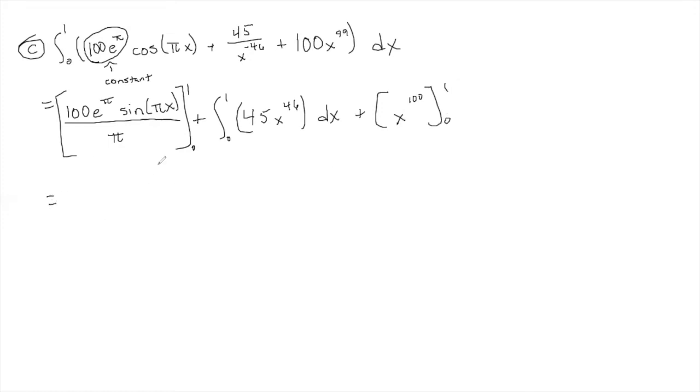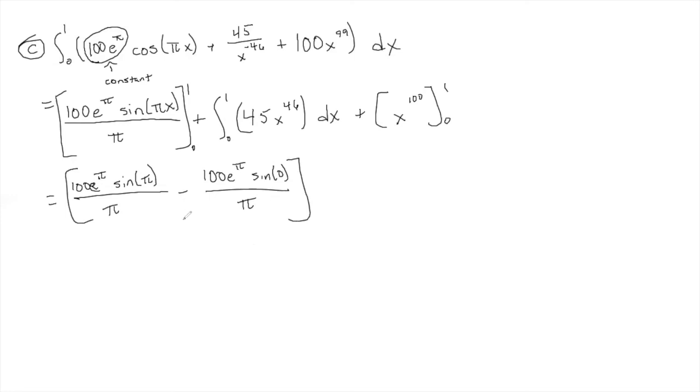Okay, so let's evaluate this. This part will sort of be lagging behind, but that's not a problem. All right, if I plug 1 into this, I get 100 e to the pi sine of pi, over pi, minus 100 e to the pi sine of 0 over pi, and I'll put that in brackets.